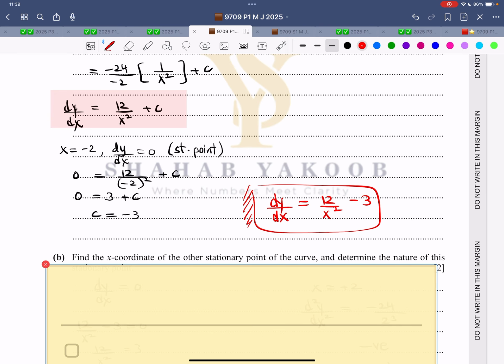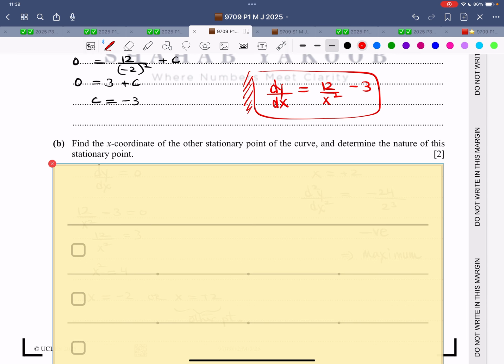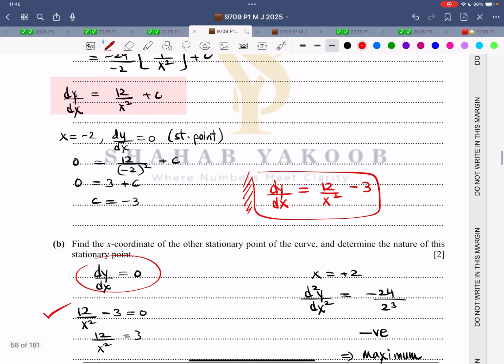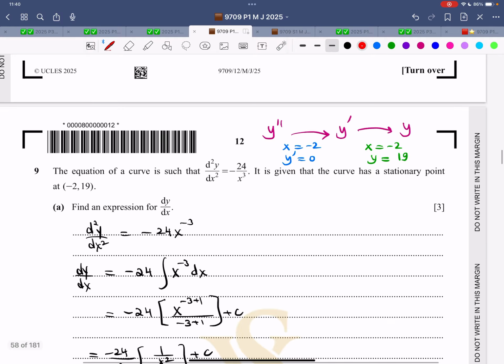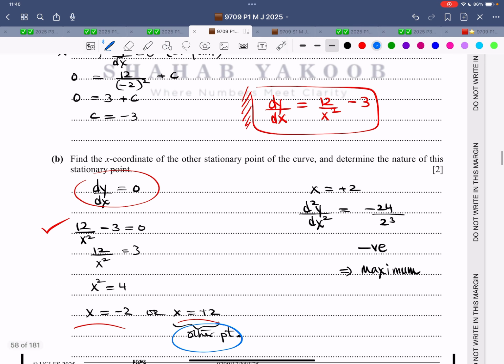That's the first thing. Find the x coordinate of the other stationary point of the curve and determine the nature of this point. So now we have dy by dx. Equal it to 0. You get x is -2, x is +2. Since we are already given x is -2, therefore the other point is x is +2. Now they are not asking us for the y coordinate, they are simply asking us for the nature, and the second derivative is negative, therefore it's a maximum.